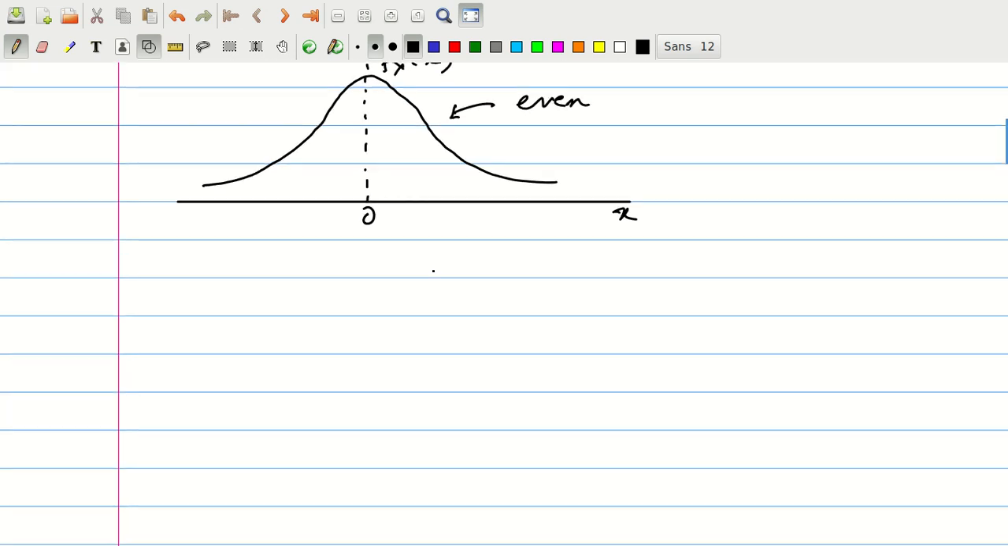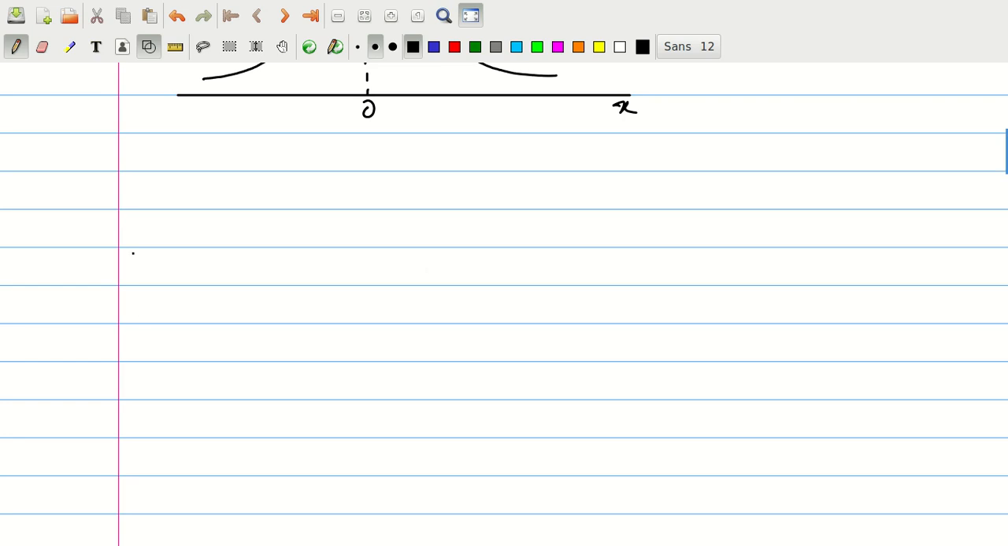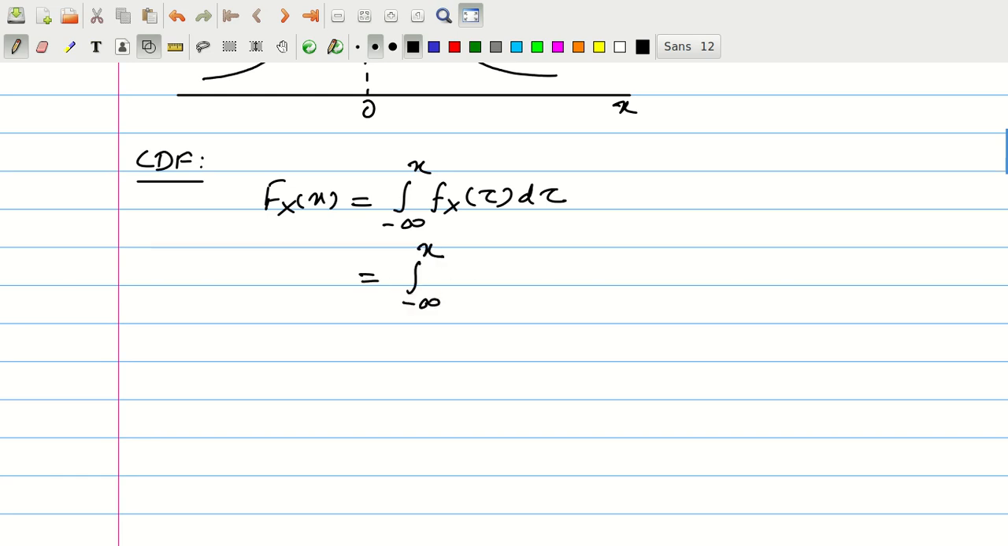Let us now look at what the CDF of this function would be. The cumulative distribution function of a standard normal random variable, capital F_X(x). By definition, it is related to the PDF as its integration. So integration minus infinity to x f_X of some dummy variable tau d tau, which in this case becomes equal to integration minus infinity to x, and f_X is 1 over root 2 pi e to the power minus tau square by 2 d tau.